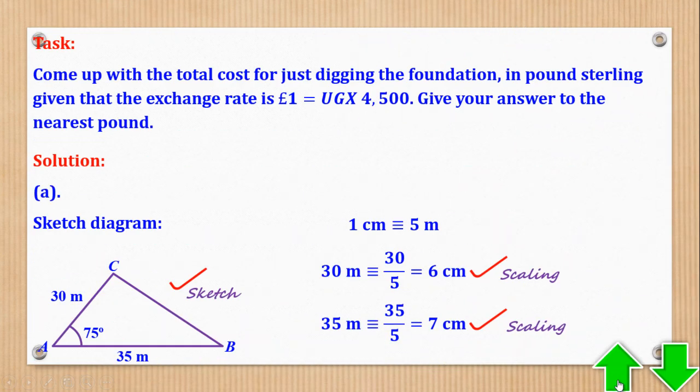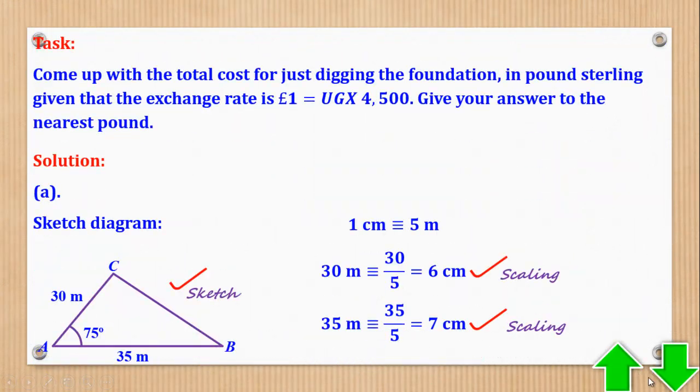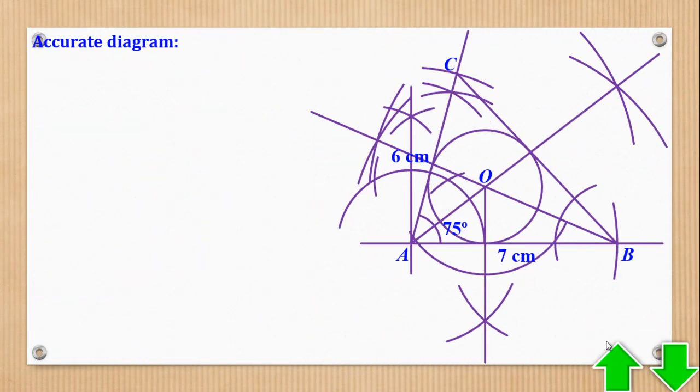In the question, they said, you inform him that the workers charge 10,000 shillings per meter dug. So what was dug? What was dug is this circle you see here. So we need to get the circumference of that circle.